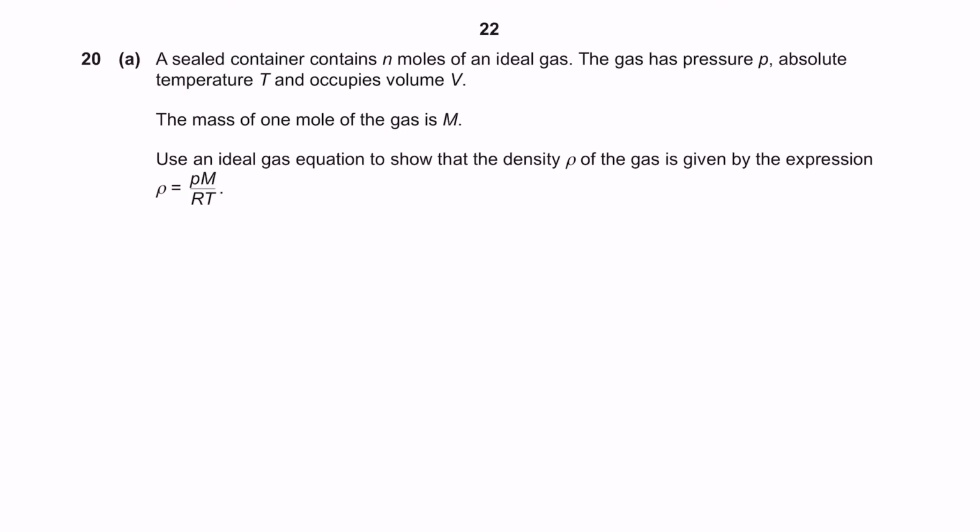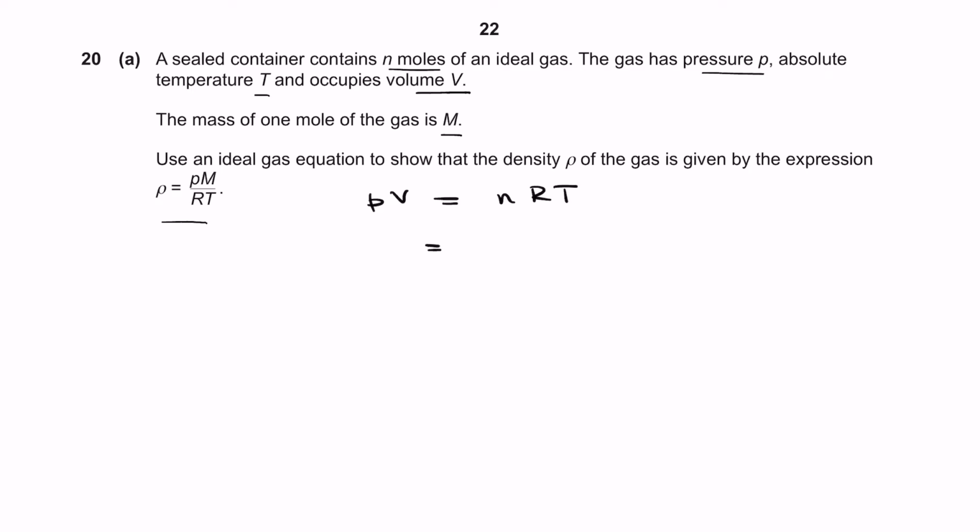Question number 20A says that we have a sealed container containing n moles of an ideal gas, with gas pressure P, absolute temperature T, volume V, and the mass of 1 mole of the gas is capital M. So we have to use the ideal gas equation to prove that the density of the gas is given by this expression. So we know that pressure times volume is equal to nRT.